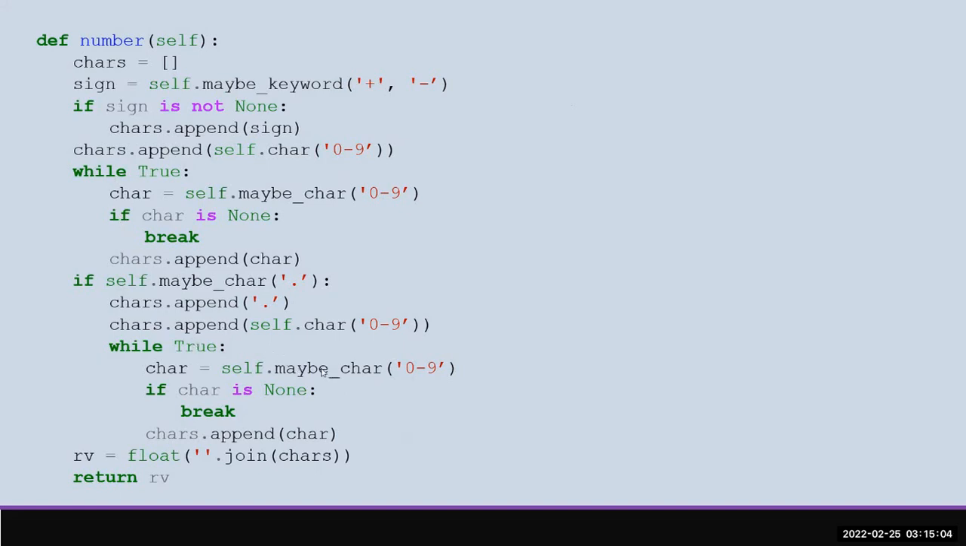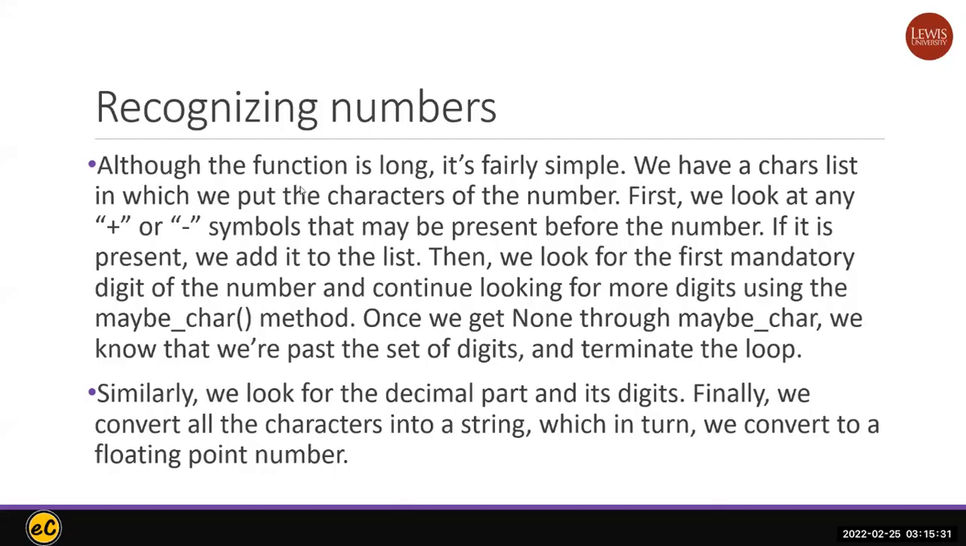You keep evaluating until the character is already none. If you do not get a character, then the tokenization for the number is finished. So this can tokenize a number, an integer, or a floating point number. Although the function is long, it's fairly simple.